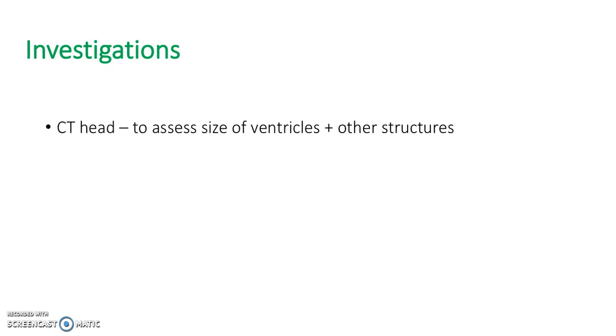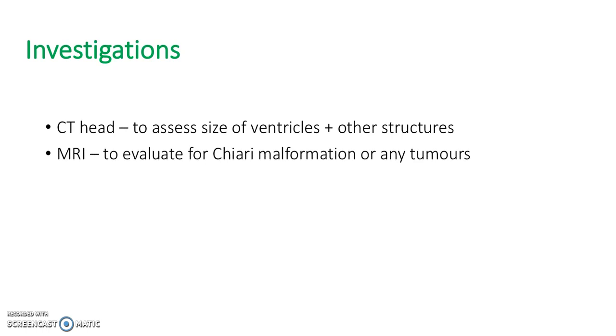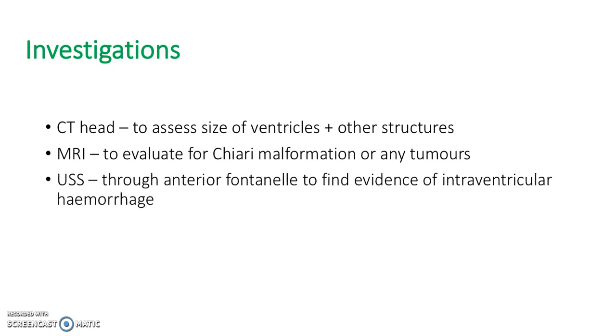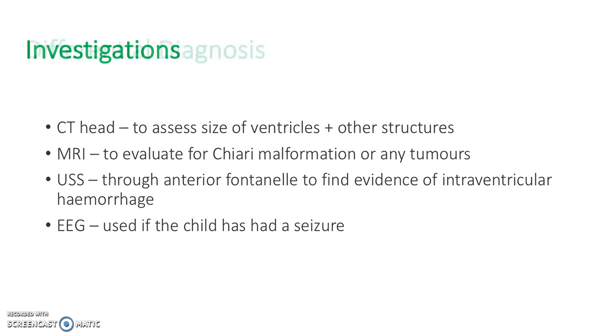So investigations. You do a CT head to assess the size of the ventricles, you do an MRI to evaluate for tumours or Chiari malformation, you do an ultrasound through the anterior fontanelle to find evidence of hemorrhage, and you do an EEG, which is used generally if the child has a seizure.